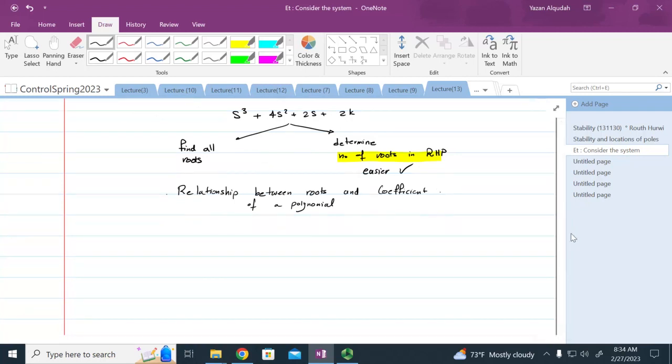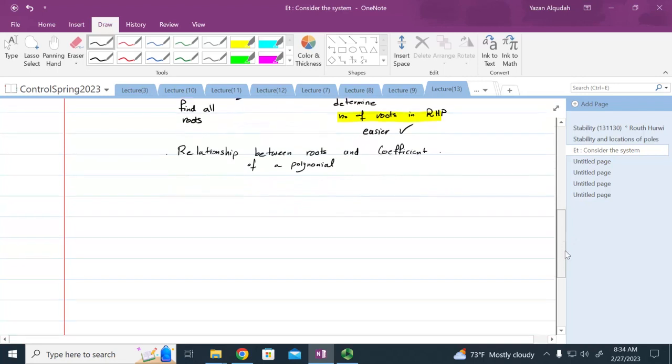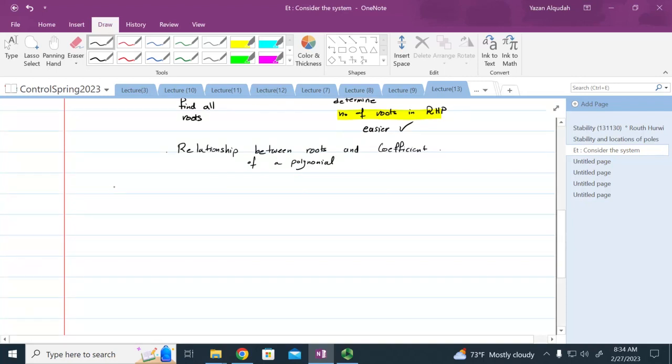What is going to determine the location of the roots? The coefficients of the polynomial, isn't it? One polynomial, how is it different than the other? From the coefficients of that polynomial. So let's see what is the relationship between the pole's location and the coefficients of the polynomial.